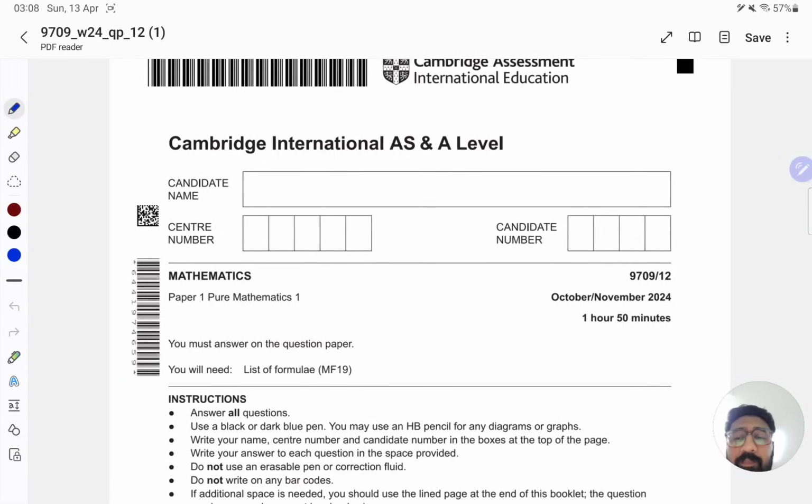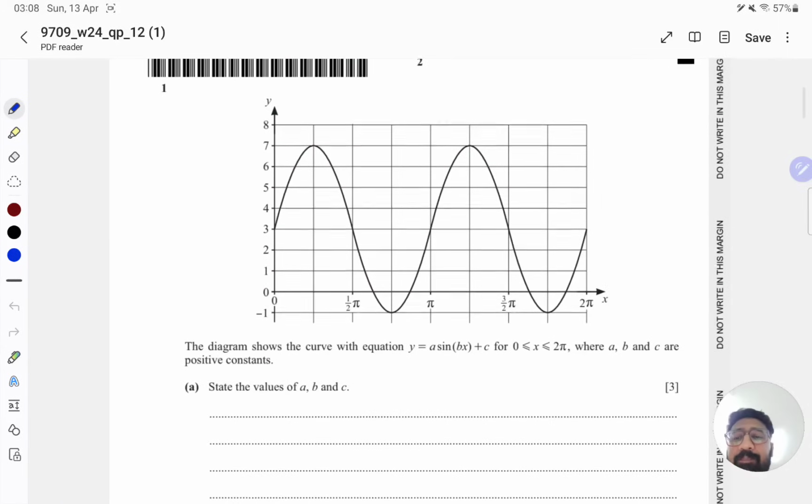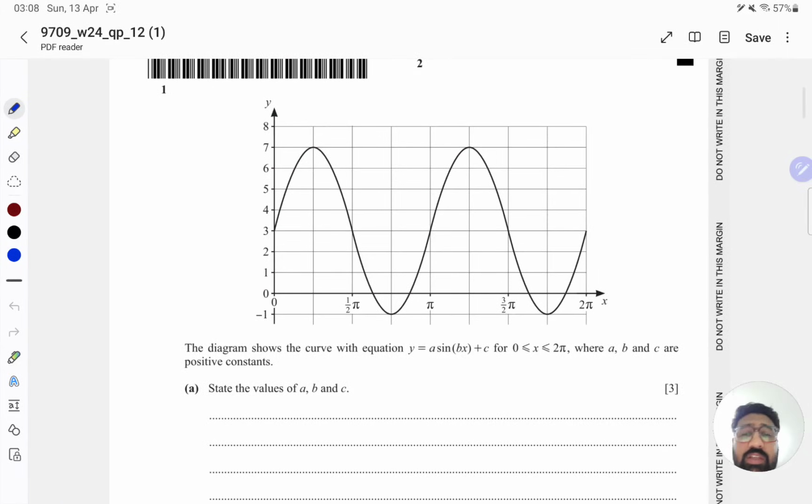Today we are going to do Paper 1 for A Levels, Paper 1 October/November 2024. So let's start over. Let's go to the first question. Okay, the first question says that this is the diagram. A trigonometric graph is given to you.